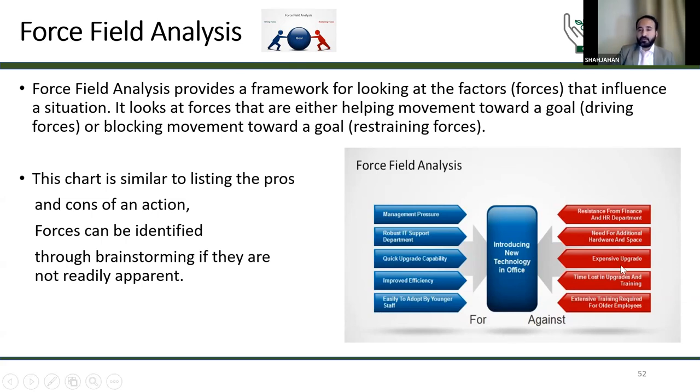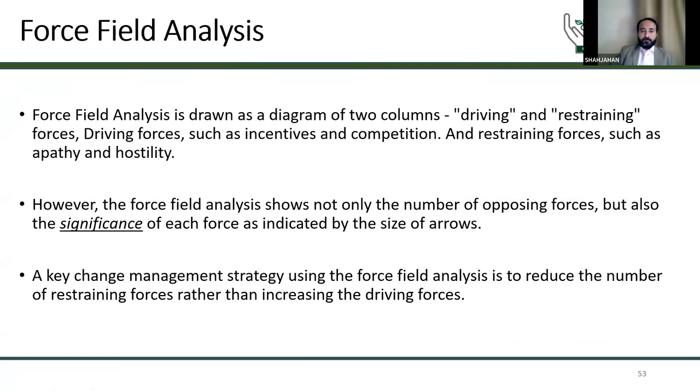The third point, expensive to upgrade. This technology is very expensive to upgrade. The fourth point, time lost in upgrade. And then the fifth point, extensive training required for older employees, because this new technology is coming. So first of all, we need more training for the employees. After finishing this force field analysis, what we have to do is try to decrease these against points through the management. If we decrease these, then we can implement this new project. This point we already discussed.